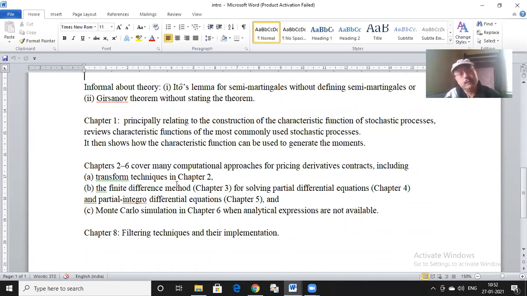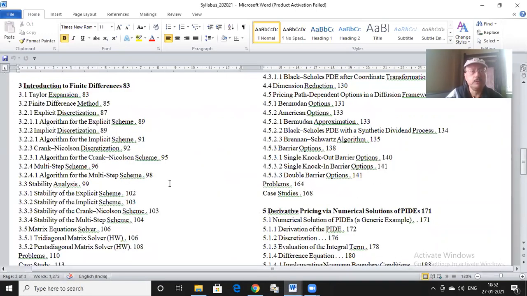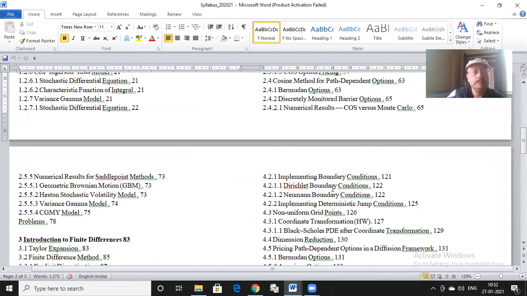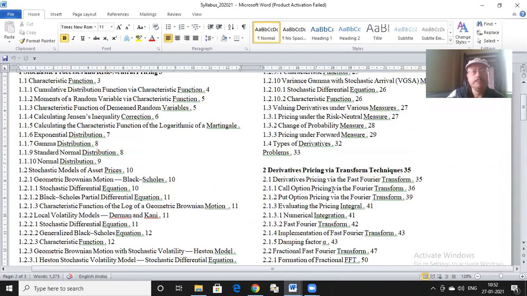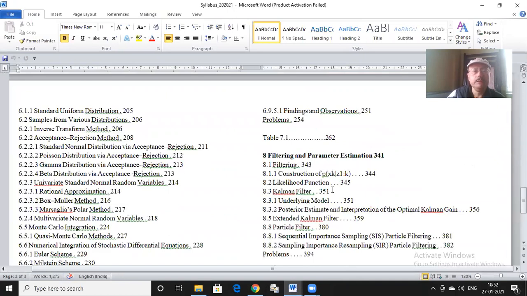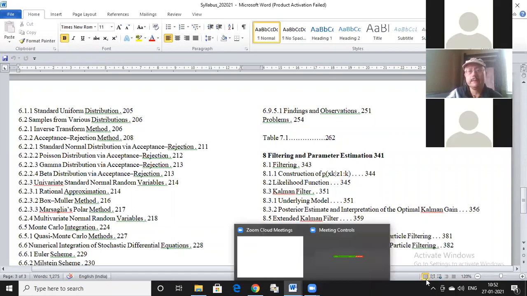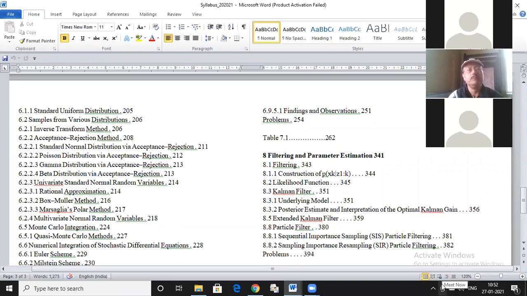So that is more or less the outline of my syllabus also, which I showed you here in more detail. So this syllabus is what we are planning to cover. In addition, we are also planning to cover filtering, but we'll see. So that's more or less all about the outline. Do you want to ask me anything at this stage, or should I move on to chapter 1?